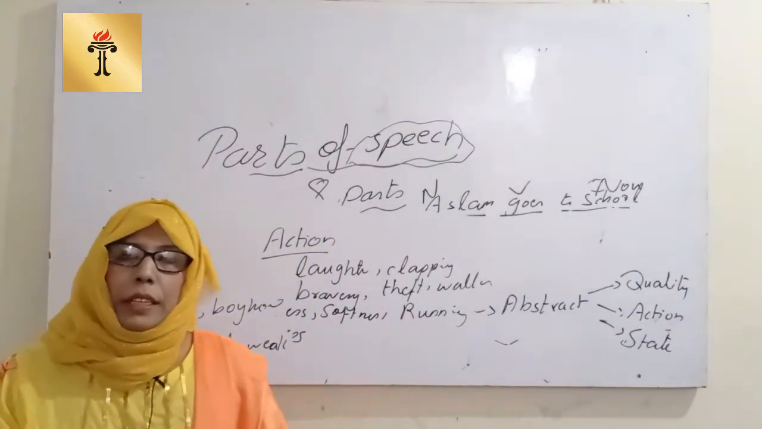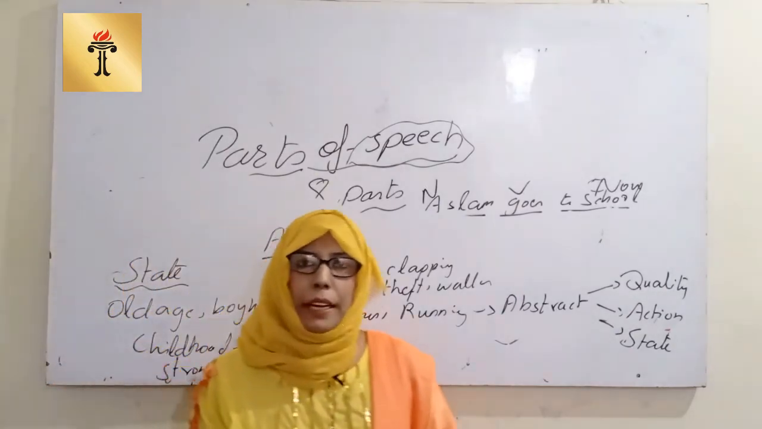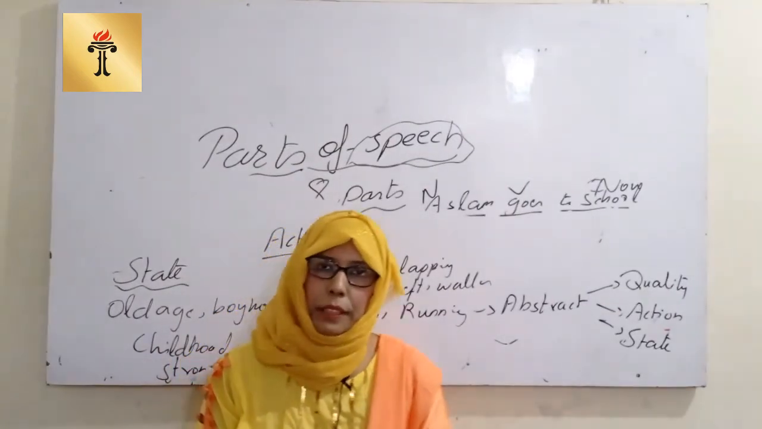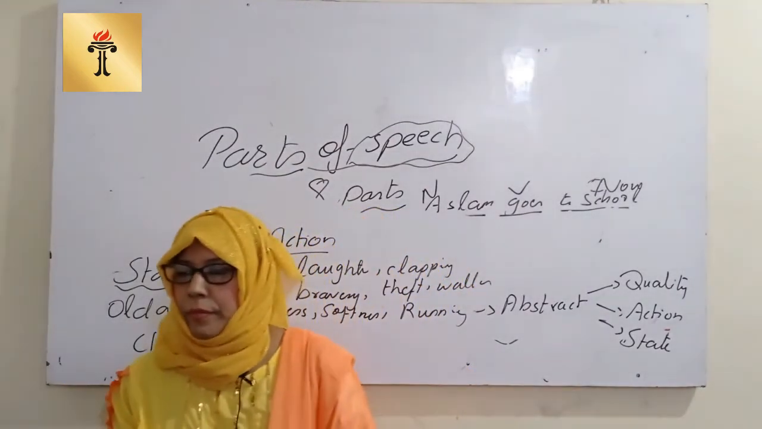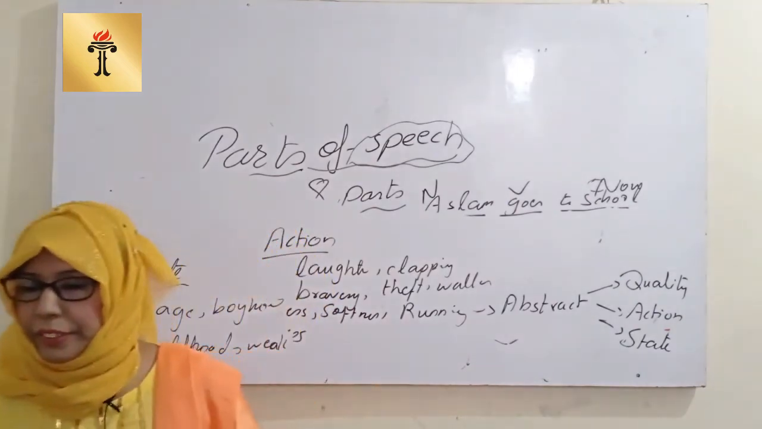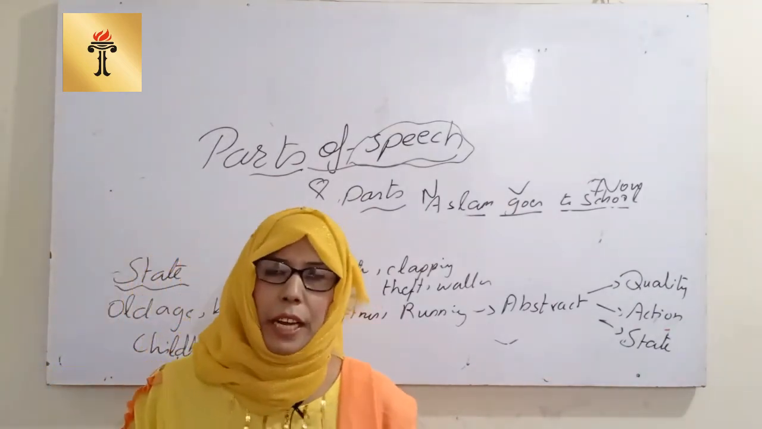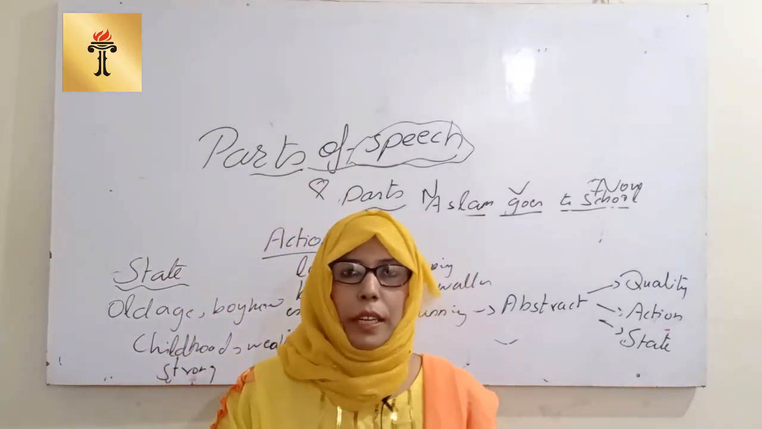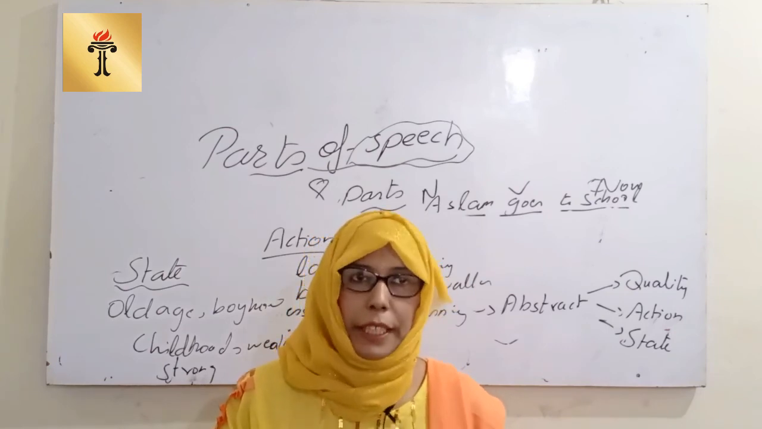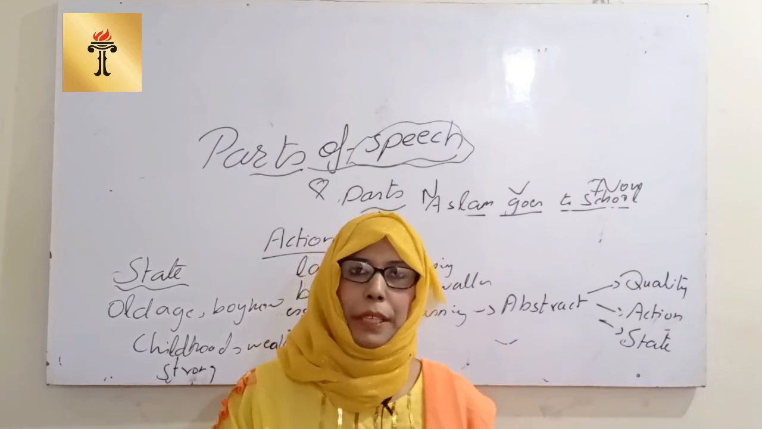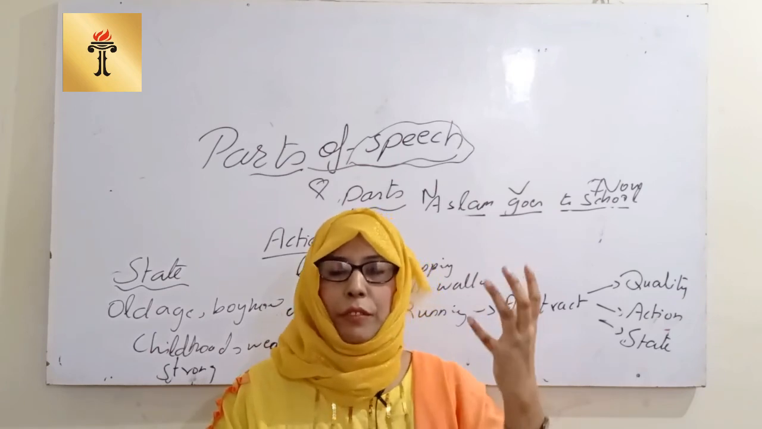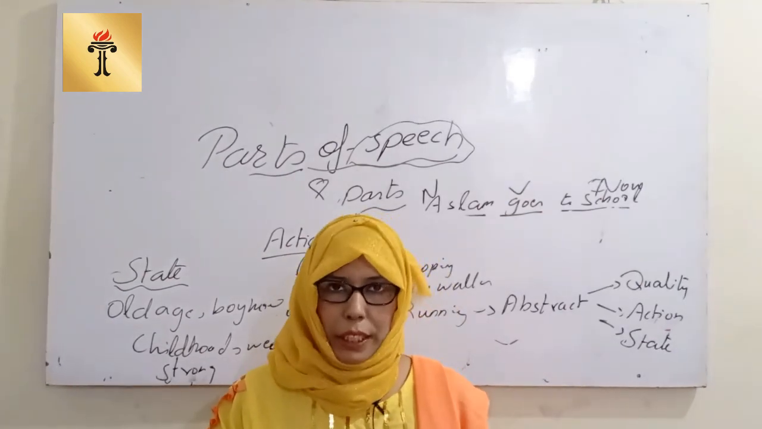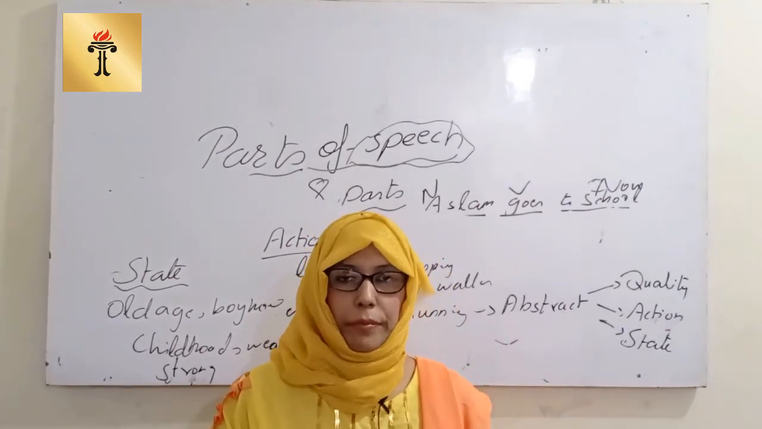The next is countable and uncountable nouns. There are so many nouns which can easily be counted, like apple, boy, girl, brothers, sisters, places or things. But there are a few things which cannot be counted. These are the uncountable nouns. They can be measured, calculated, measured in length, in meters, or weighed in kilos. So these are the uncountable nouns like water, milk, cotton, air.